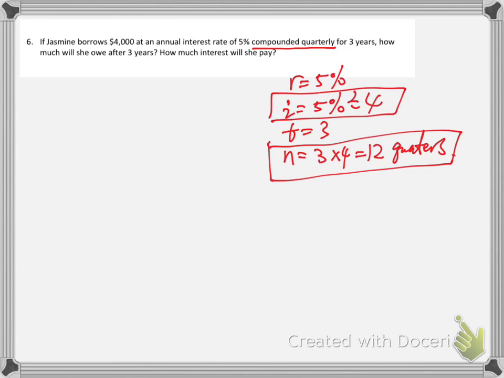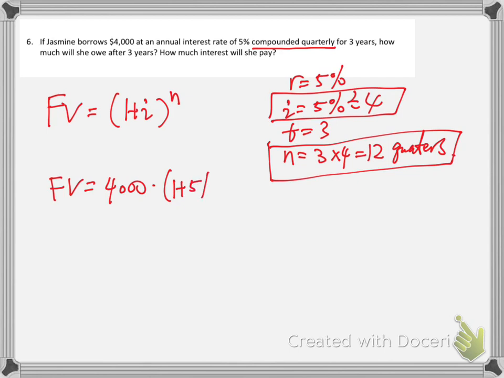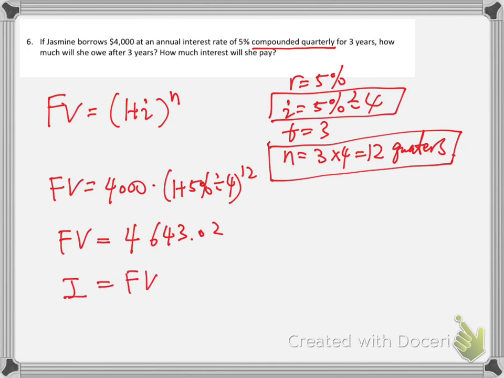After that, it's just the same formula, 1 plus I to the N. So future value is $4,000 times 1 plus 5% divided by 4 to the 12th power. So use the calculator. You will get 4,643.02. Now same thing, interest is future value minus P. Then we got 4,643.02 minus $4,000, so the interest is 643.02.